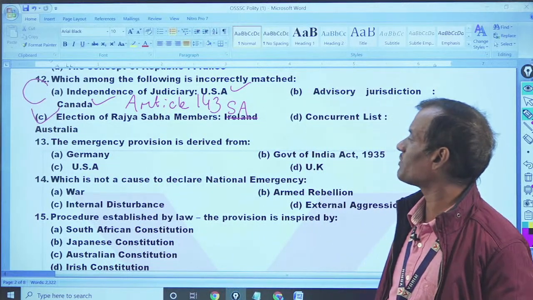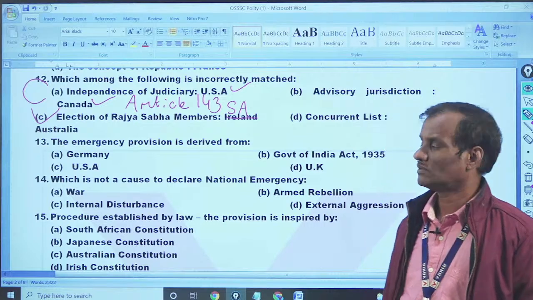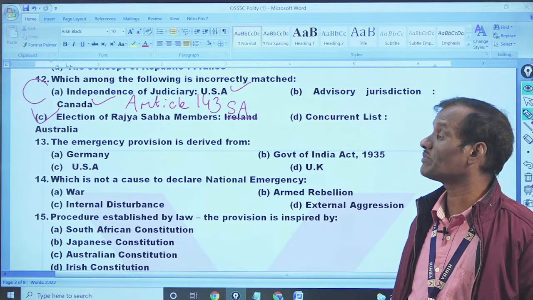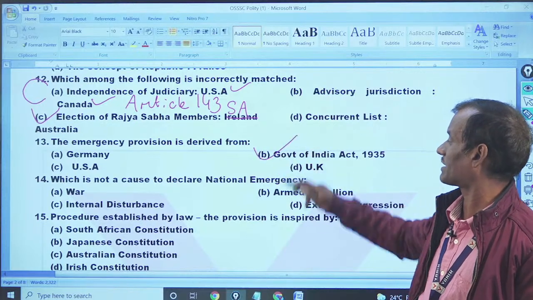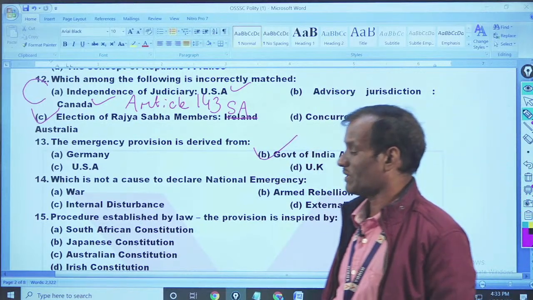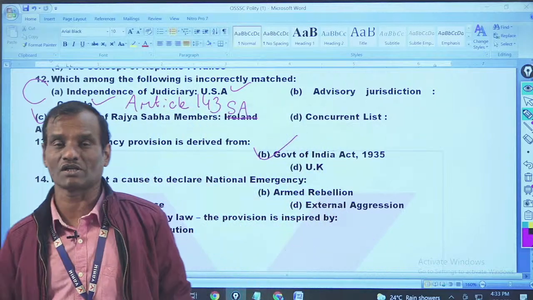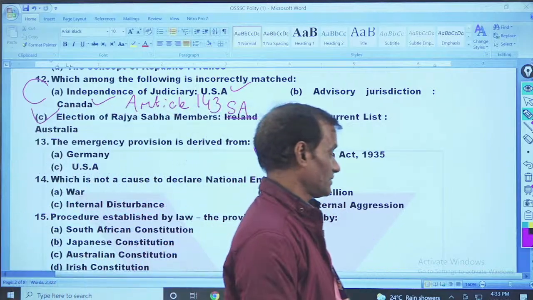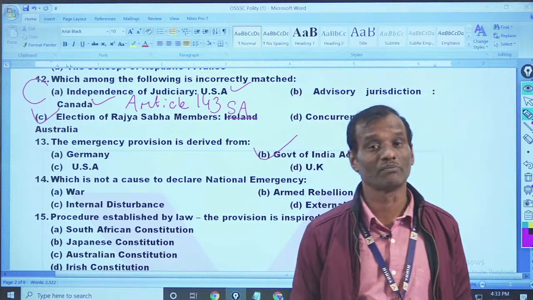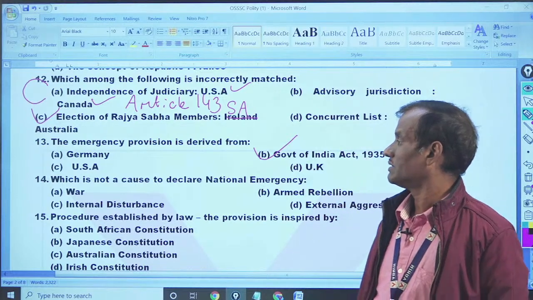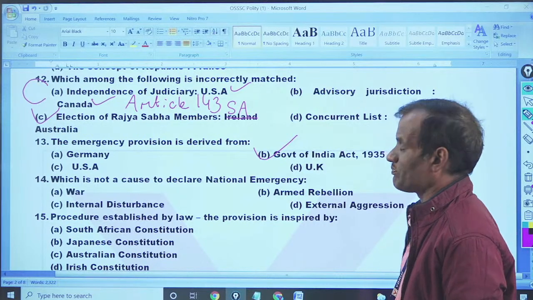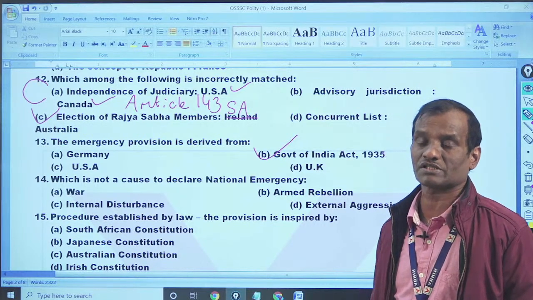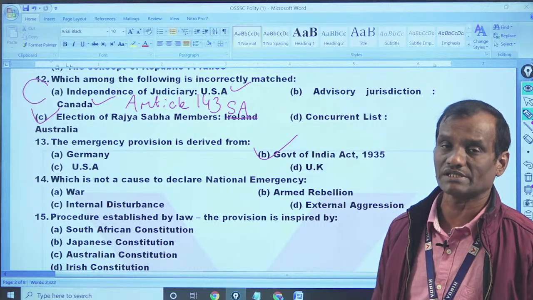The emergency provision is derived from... Emergency provisions are not derived from Germany, they are derived from the Government of India Act 1935, but from Germany we have borrowed the suspension of fundamental rights during emergency. That is a point to be remembered also. Okay? Emergency is mentioned in Part 18 of the Indian Constitution, from Article 352 to 360.